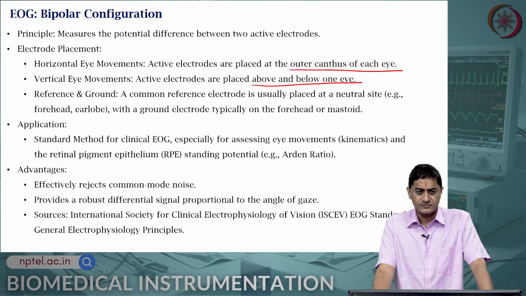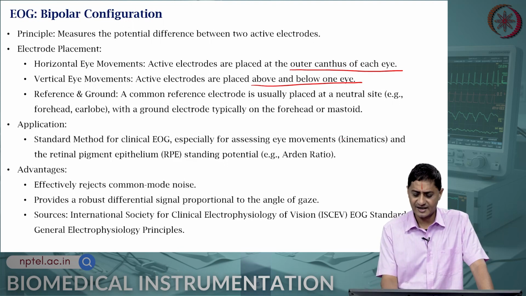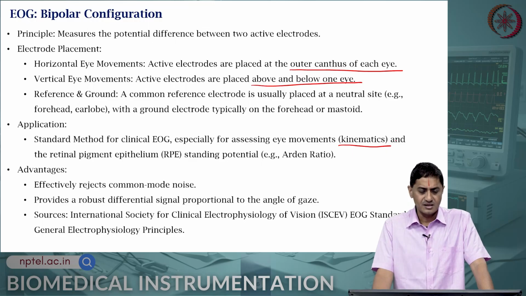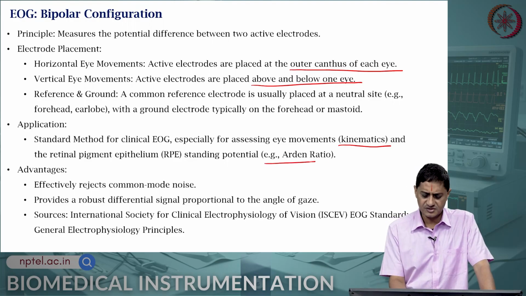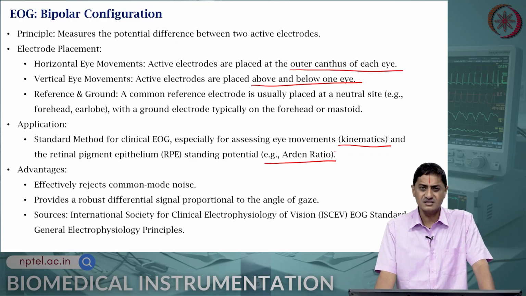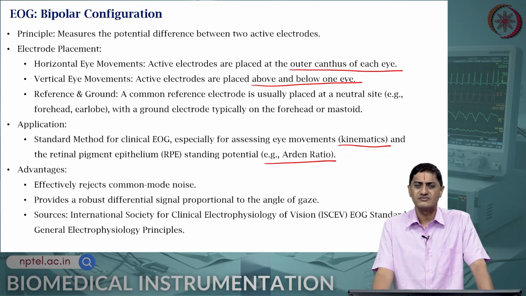So, this configuration of using it in the bipolar configuration is the standard technique for clinical electrooculography, specifically for measuring eye movements or kinematics. And the retinal pigment epithelium's standing potential is measured using the Arden ratio. We will look at what this is in the next few slides.